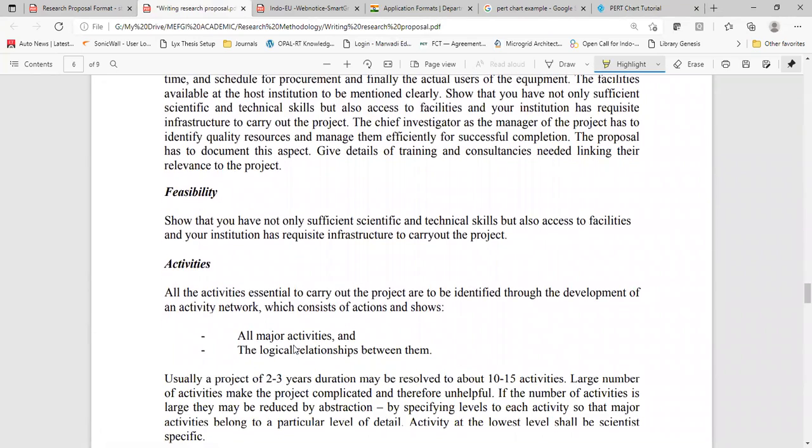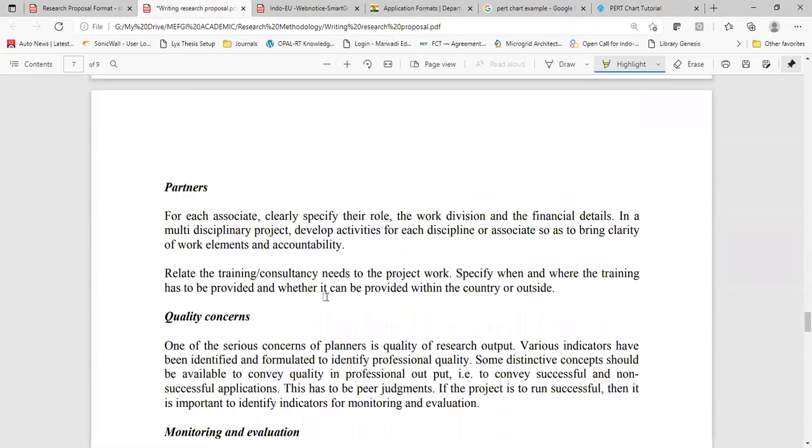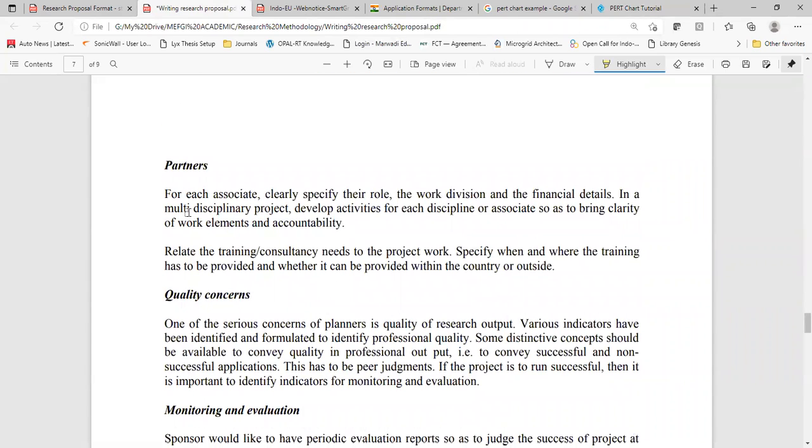Of course, it should be feasible, and for all the activities that you do with your partners, you need to clearly specify their role, what they are going to do, what the work division with your partner will be, and how much amount will be shared with your partner. Everything should be mentioned.